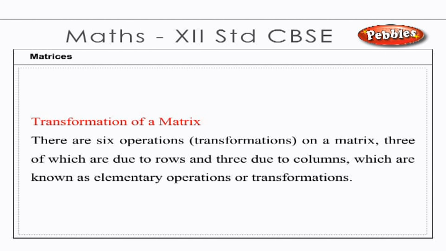Transformation of a matrix. There are 6 operations or transformations on a matrix, 3 of which are due to rows and 3 due to columns, which are known as elementary operations or transformations.